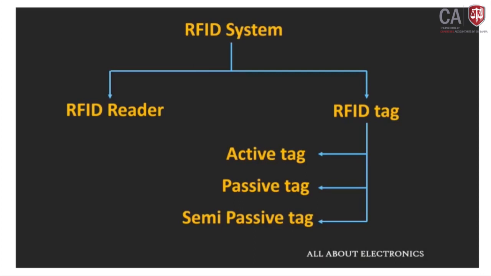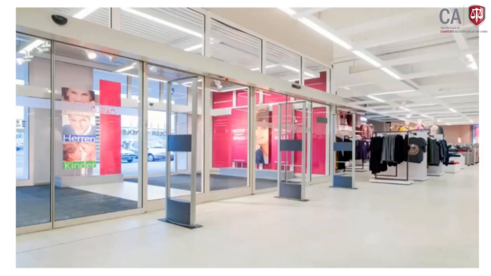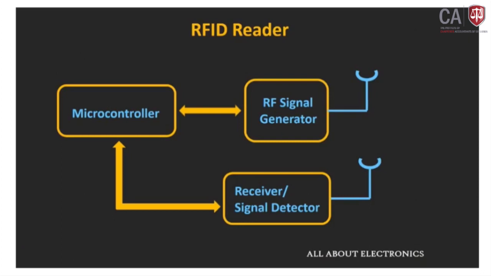Alright, so now first of all let's see what is inside this RFID reader. These RFID readers come in many sizes and shapes. This RFID reader could be a handheld reader, or it could be as large as the door which you normally see inside the shopping malls. This RFID reader mainly consists of three components. The first component of the RFID reader is the RF signal generator. This signal generator generates radio waves which are transmitted using this antenna.